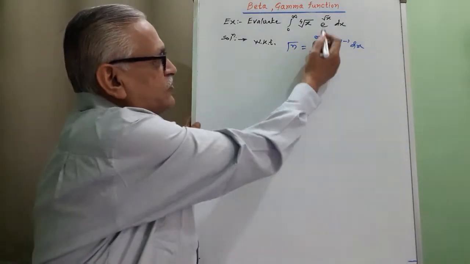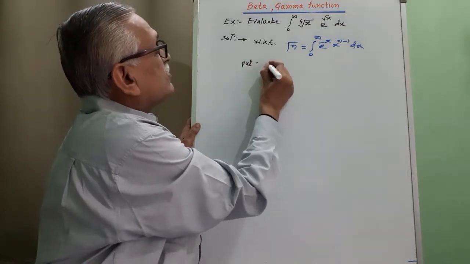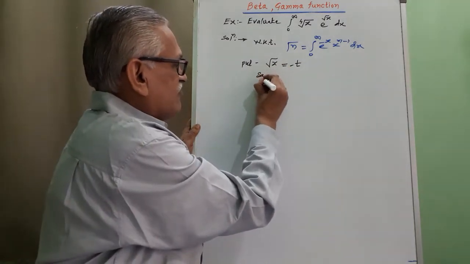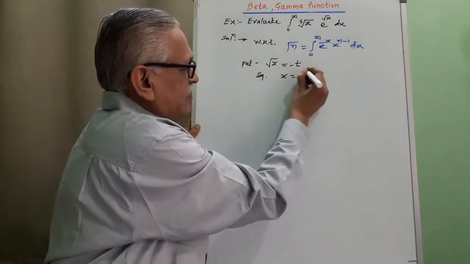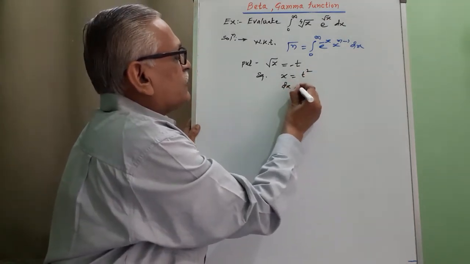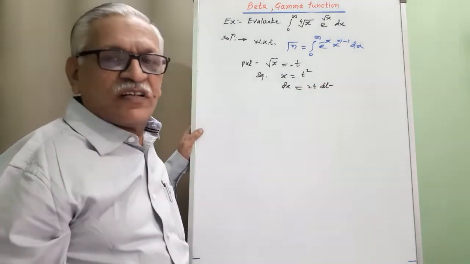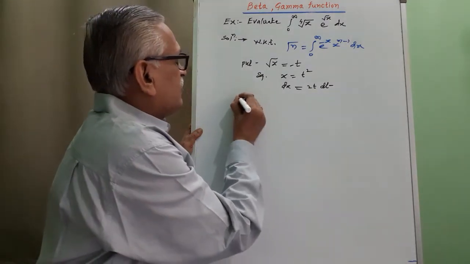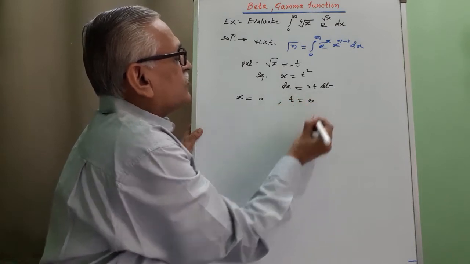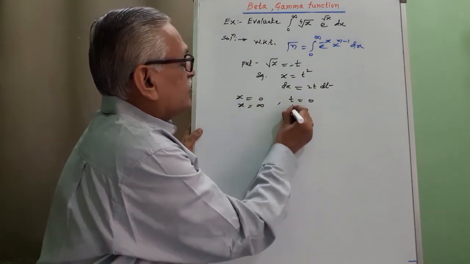We need a term of e raised to minus x. Here we have e raised to minus root x. Therefore, we put root x as t. Squaring, we get x is equal to t square. Differentiating it with respect to x, we get dx = 2t dt. And as we are using substitution, we find out the new limits. When x is 0, we get t is equal to 0. And when x is infinity, we get t as infinity.